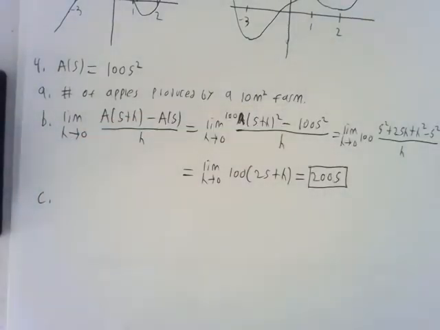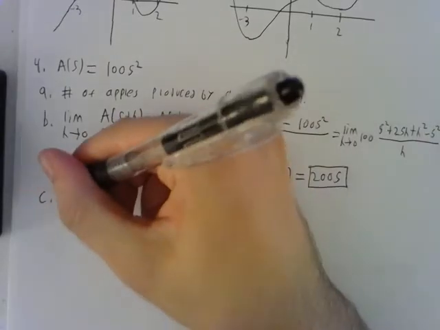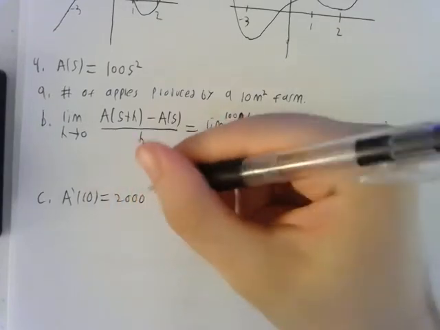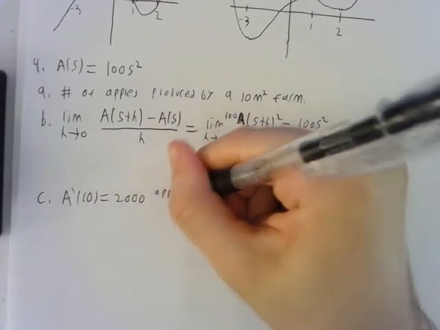So then C asks us to use this to find A prime of 10, so we just have to plug in S equals 10, which gives us 2,000 apples per meter squared.